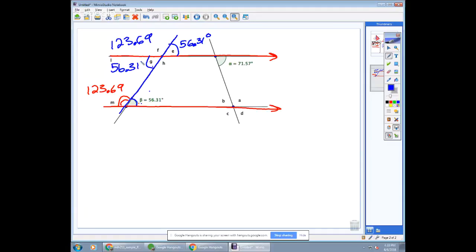All right, H, what must H be? 123.69. Could you give a reason? Corresponds to F. No, we don't have a corresponding angle to it, but it's vertical to F. Yeah, if they cut right through another center point, then they're called vertical angles. All right, so I think you guys can pretty easily figure out A, B, C, and D from here, based on those ideas.